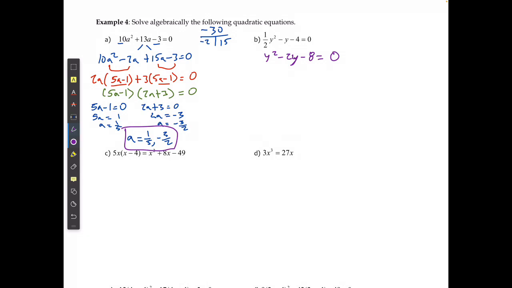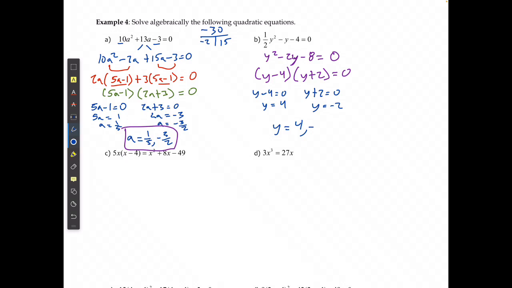Because I have a y squared coefficient of 1, I'm going to do this by inspection. I'm going to say that two numbers that multiply to make -8 but add up to -2 are going to be -4 and positive 2. If y minus 4 equals 0, then y is going to equal positive 4. If y plus 2 equals 0, y is going to equal -2. So I can say that y would either equal 4 or -2 in order to balance out this equation.